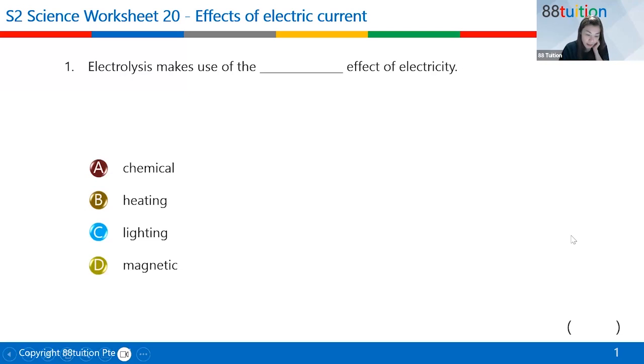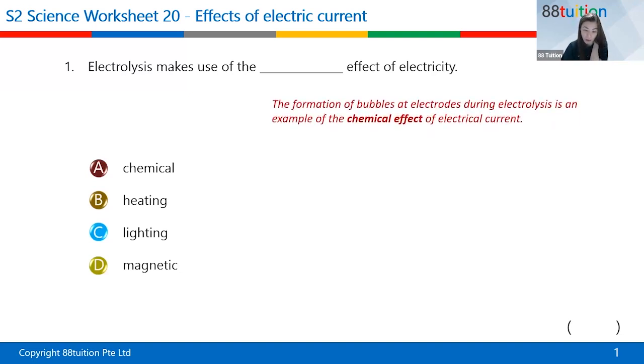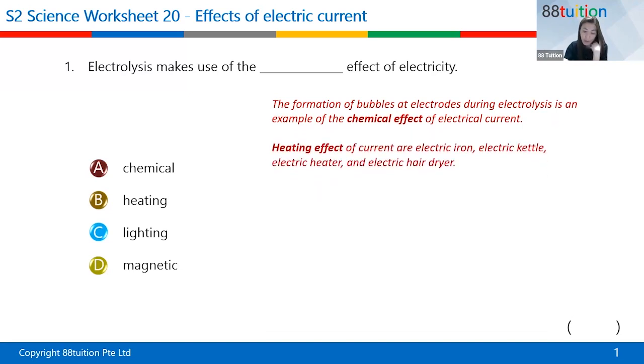Okay, now, electrolysis makes use of what kind of effect? If we talk about effects of electricity, let me quickly run through a review. There are a few of them. In fact, you can find it inside your book. There is the chemical effect, like electrolysis and electroplating. Then there's also the heating effect. The electric iron, electric kettle, electric heater, hair dryer also. This is where the electricity is converted to heat.